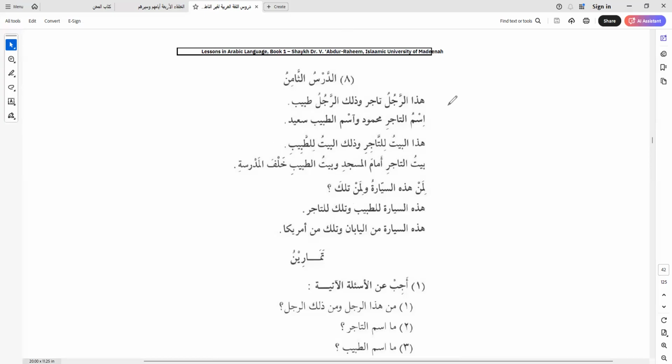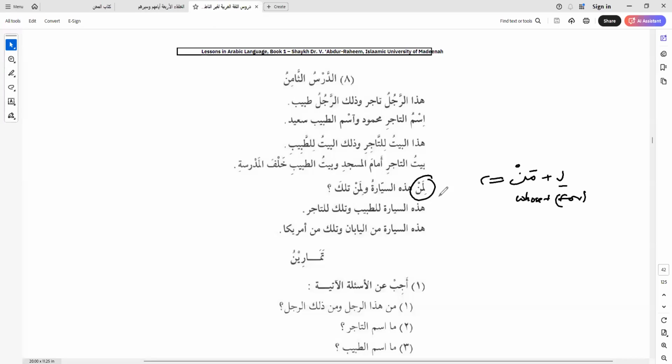Very, very important. Whose car, right? Liman hadhihi sayyara. Whose car is this? Waliman tilka. Whose car is that? Remember, li plus man. Man means who. Li means for. So literally it's like "for who car," but in English we say whose. So we don't say "for who," we rather say whose car.